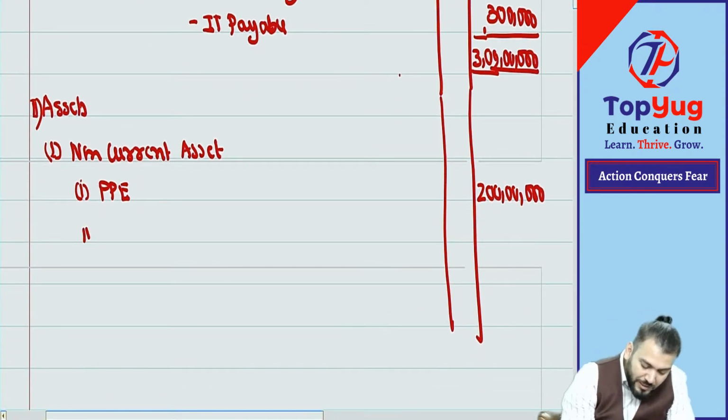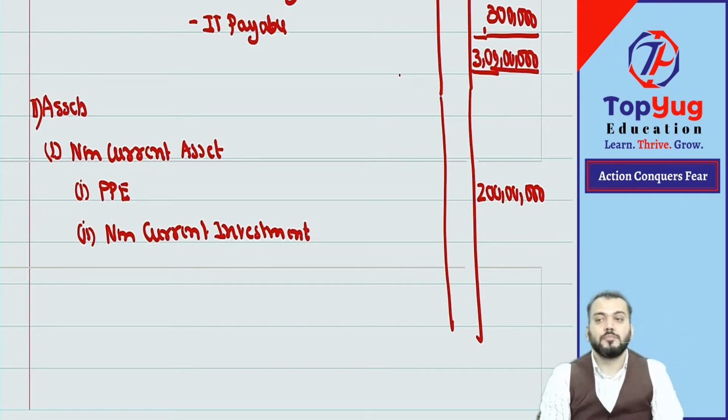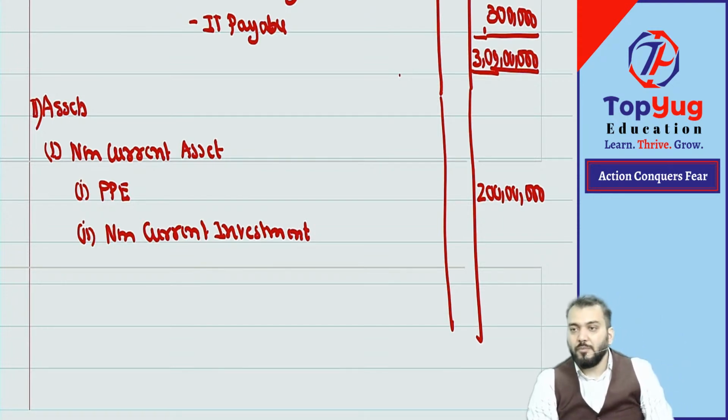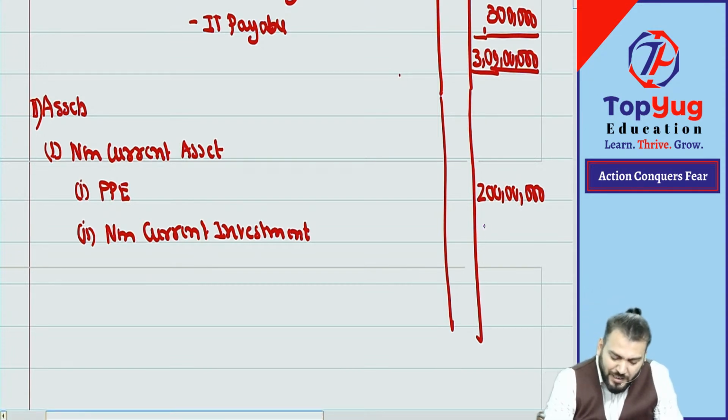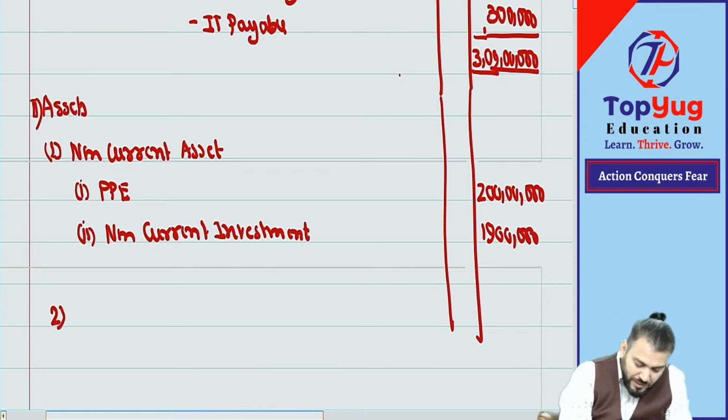Then we write down non-current investment. Whenever question is silent, always assume investment is non-current investment. Correct? So it will be 19 lakh, na? 19 lakh. Then I think there is only current assets.